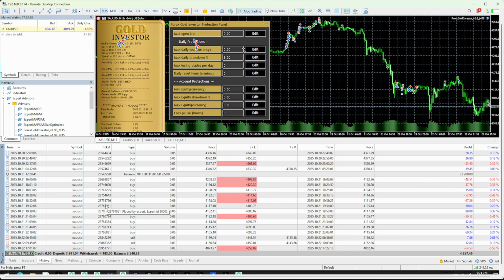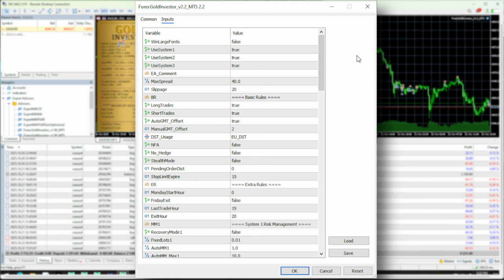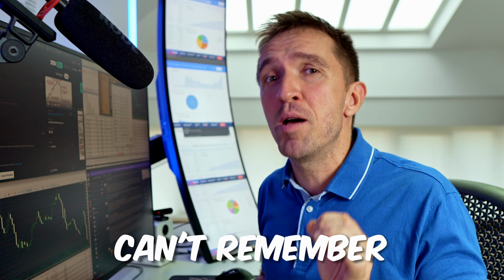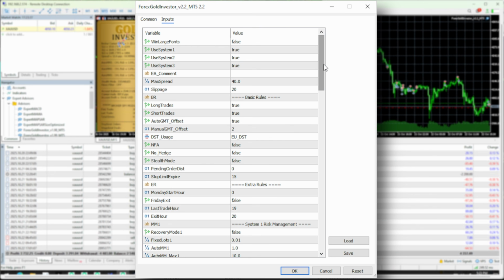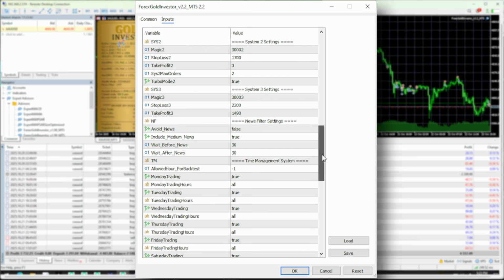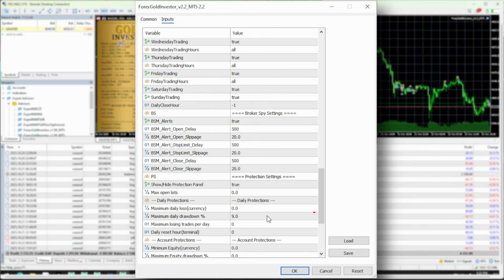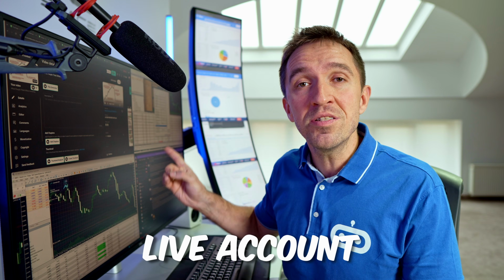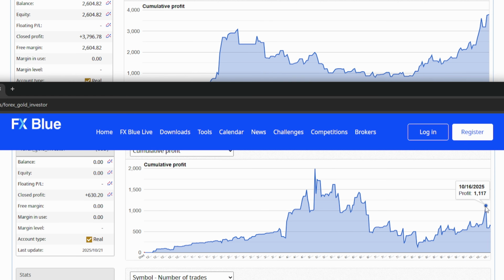What I found in my 3K account is that sometime during the year, and I honestly can't remember exactly when that was, after I saw some losses, I placed this protection right here, the one I've mentioned. It's a daily protection, maximum daily drawdown of 9%, and with the $1,000 live account I didn't have that. And the difference is huge.